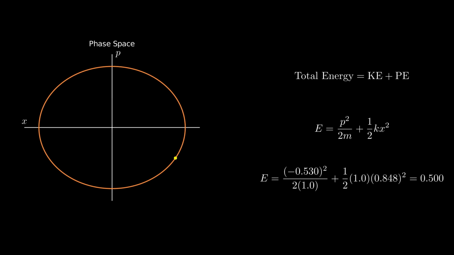So now if we plug the live values of p and x from this graph into this equation, we can find the energy at any point. As you can see, the energy is constant. No matter where the system is in phase space, it has the same amount of energy.